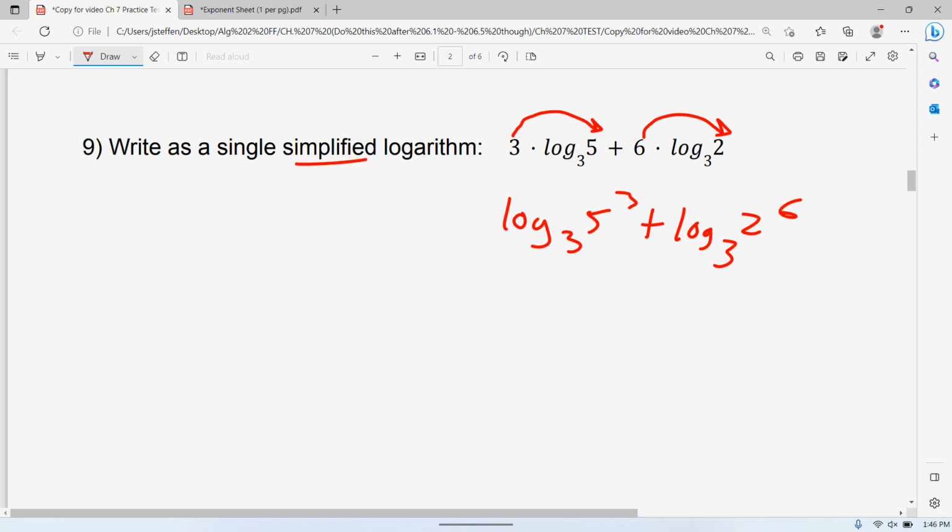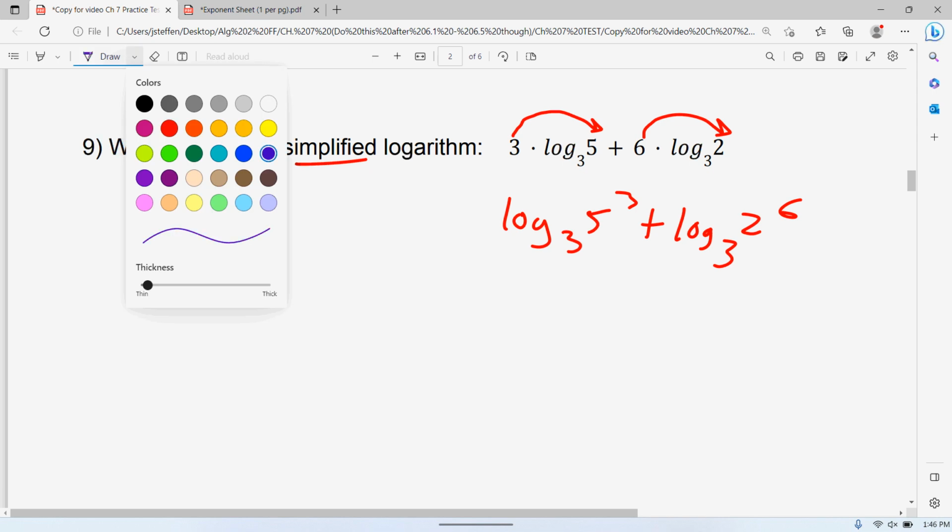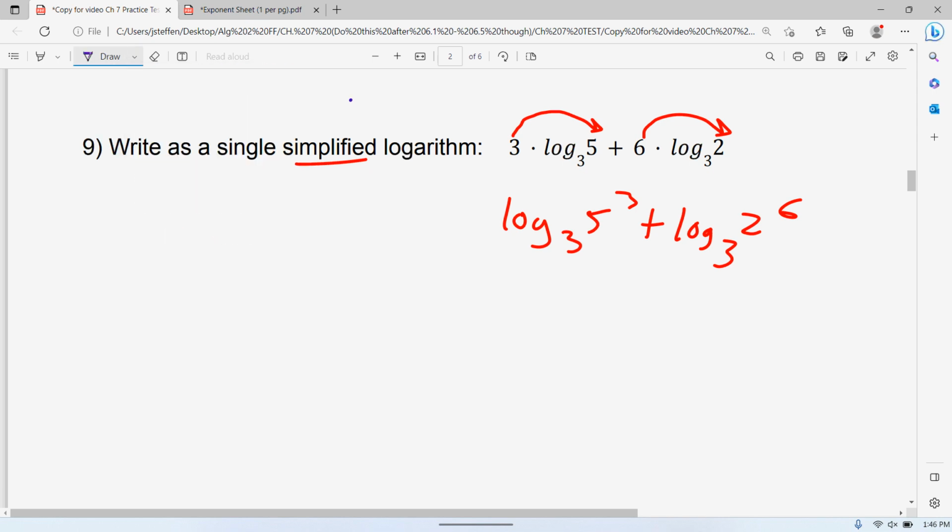People on their quiz solved this one, or evaluated this, and got an answer like 10 or 15. That's not what I'm asking for. I want you to simplify it. So make sure you're paying attention to that, because people used the calculator, and that's why I said solve versus simplify.